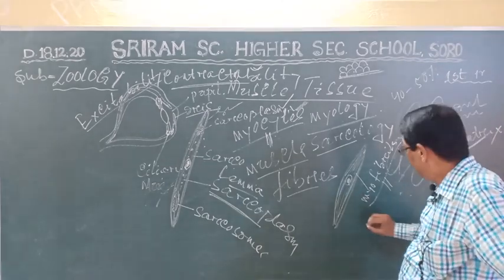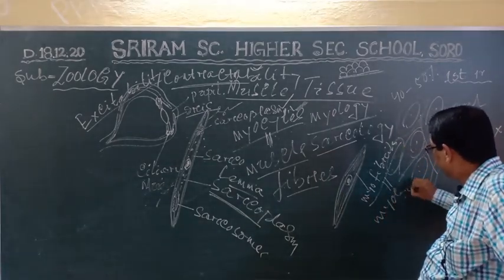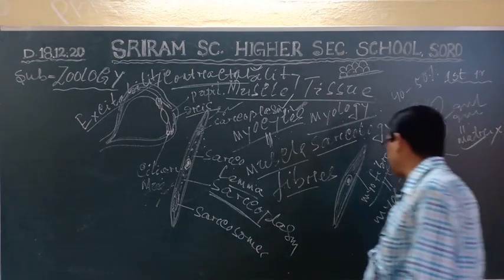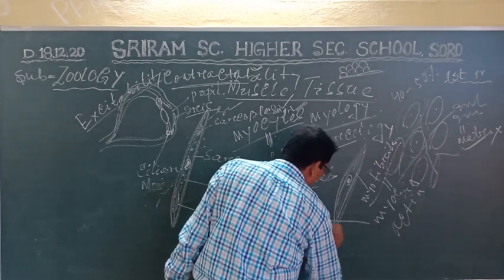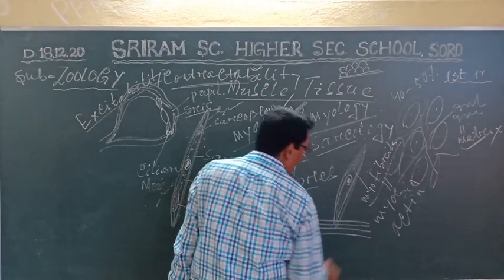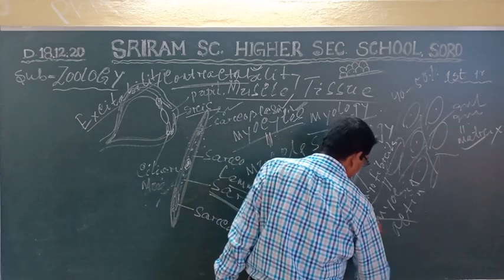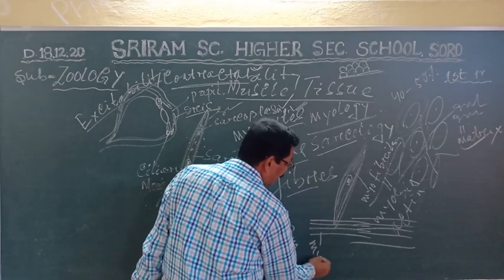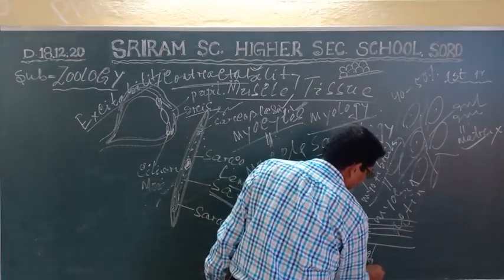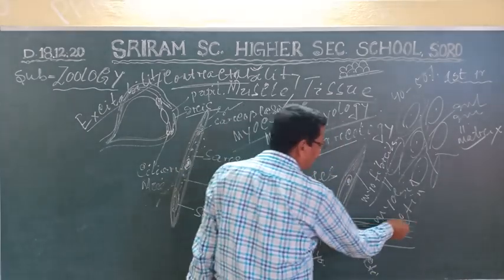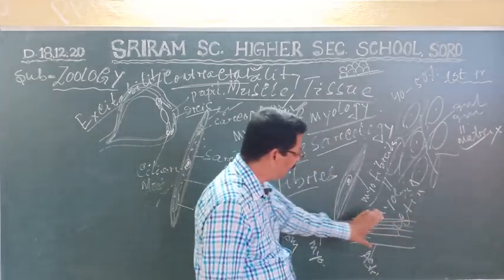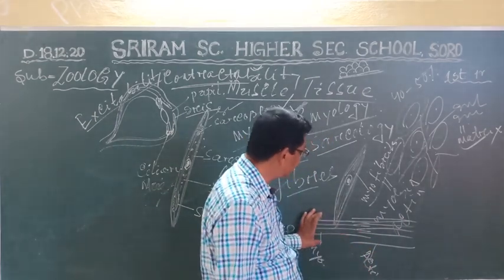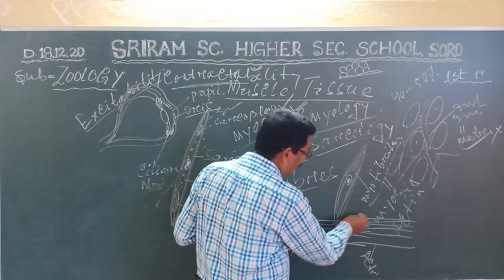One is myosin and another is actin. Myosins are arranged in a thick filament-like structure. Clear? And actin is also present in a thin filament-like structure. Myosins are thick filaments and actins are thin filaments. Clear? These thin filaments are made up of the protein called actin, and these thick filaments are made up of a protein called myosin.